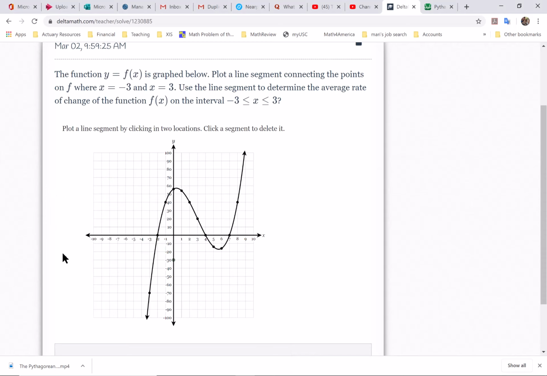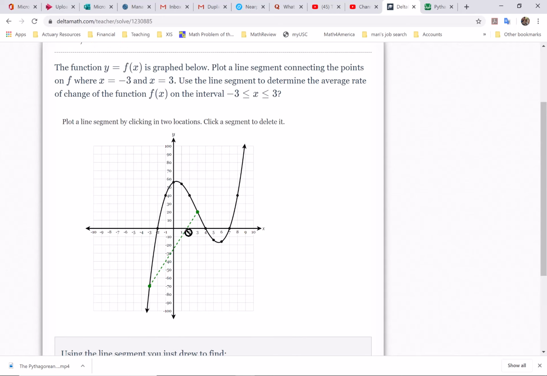Okay, in this type of problem, you're going to be asked to plot a segment connecting the points from x equals negative 3 to x equals 3, and then use the segment to determine the average rate of change of the function from negative 3 to 3, right? So because it says x from negative 3, I need to choose this x value here because that's the value of the function at negative 3, and then I need to go to 3, which is this one here, right? This line represents the average rate of change between negative 3 and 3.